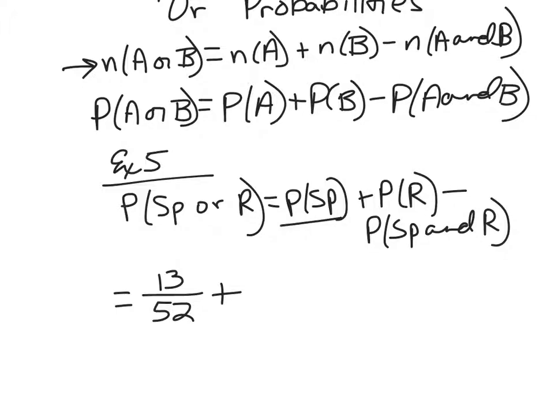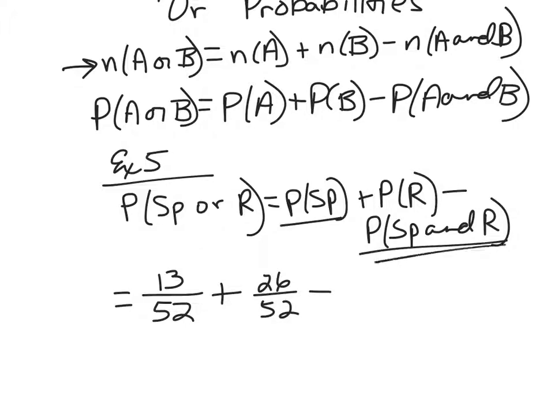I'm going to leave it 13 out of 52, but it's not wrong to change it to a fourth. The reason I'm going to leave it 13 out of 52 is because I'm going to have built-in common denominators here in a second. If I reduce it, I may not. So, Tristan or Katie, what's the probability that the card will be red? 26 out of 52.